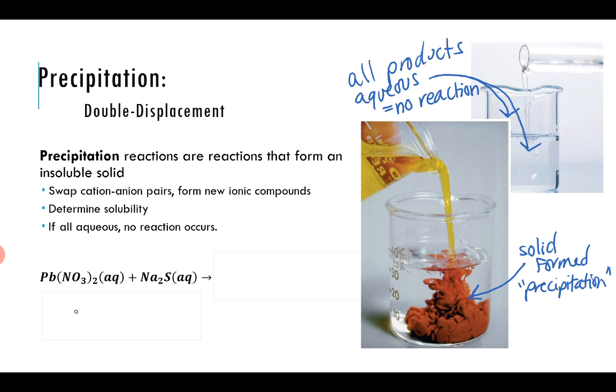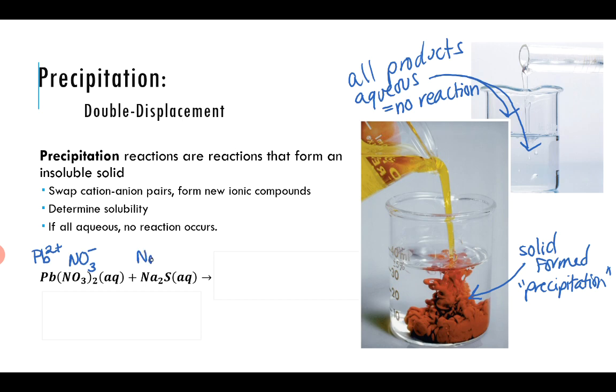So let's do our cation swap in order to figure out the products of this chemical reaction. First, we have to identify what ions make up these compounds. Let's start with the anion. Nitrate has a charge of 1 minus. If I have 2 nitrates, that's an overall 2 minus charge. I have 1 lead, and so that has to be lead 2 plus.